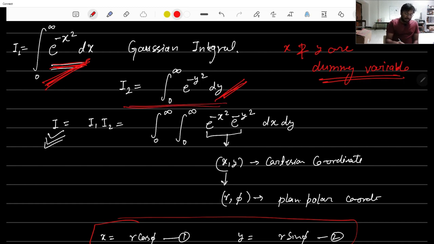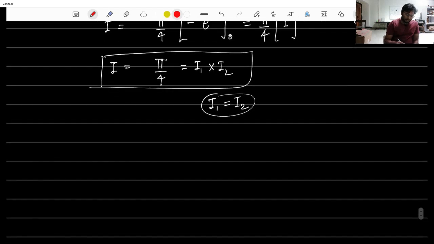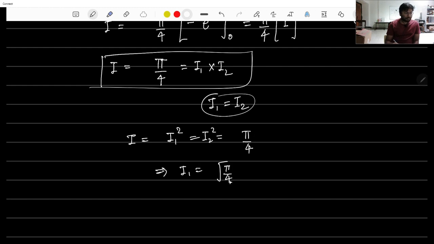So the only difference is that one is in terms of one variable and the other is in terms of another variable. If the value is independent of the variable and the structure is the same, then we can say that the values of these two integrations are equal, fine. So this I is nothing but I1 square or I2 square, which is pi by 4, hence I equals root pi by 4, correct.